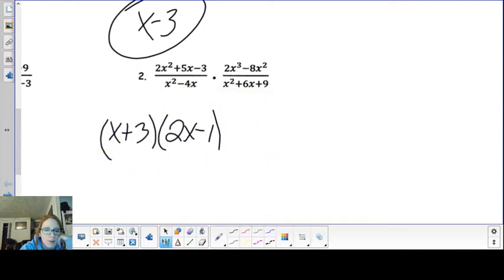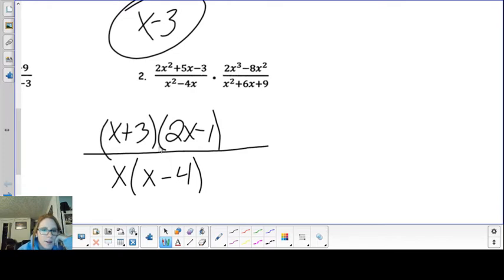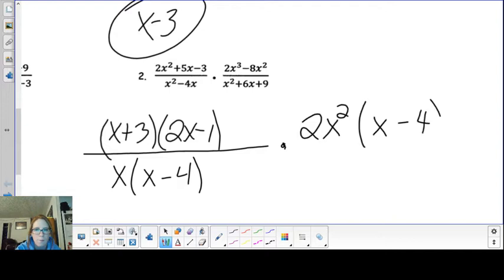Okay, and that is going to be divided by x times x minus 4. Again, even though there's a squared, I can only take out an x, so once I take out that x, there's nothing else I can do with it, so I'm done. I can take out a 2. I can take out an x squared because I want to take out as much as I can. When I do that, I'm left with x minus 4.